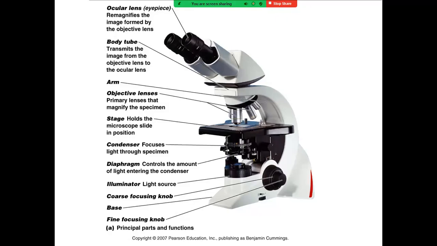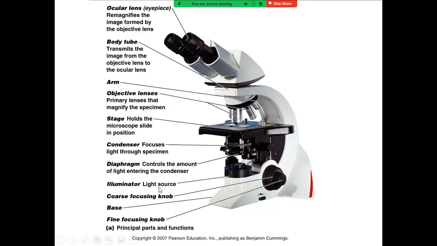With the condenser is a diaphragm, and on this microscope, the iris diaphragm is below the condenser. On some microscopes, the iris diaphragm is above the condenser. The iris diaphragm opens and closes like a shutter, and it controls the size of the cone of light coming through the condenser. It's an important device for changing the amount of light that we're getting through the specimen.